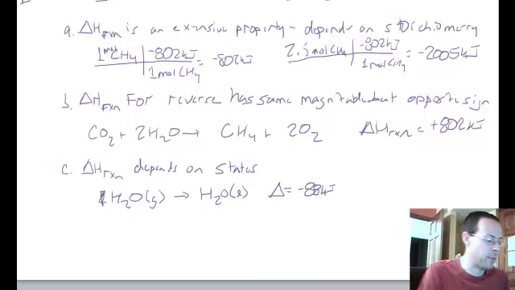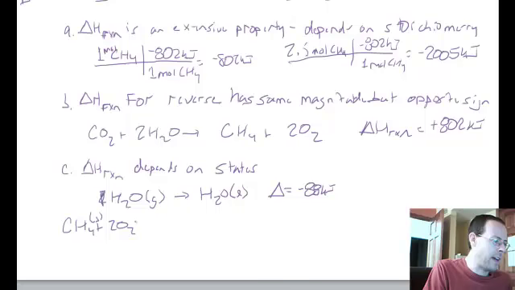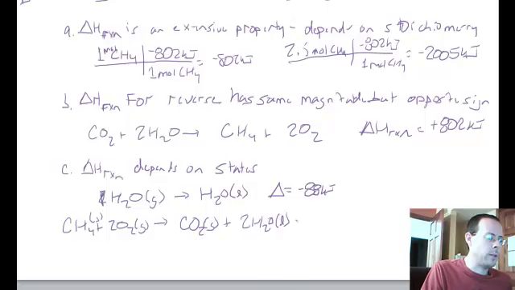It's an exothermic process. So if we were to have this equation again, methane plus 2 moles of oxygen, this is methane gas, this is oxygen gas, yields carbon dioxide gas, and now 2 moles of water as a vapor or liquid.